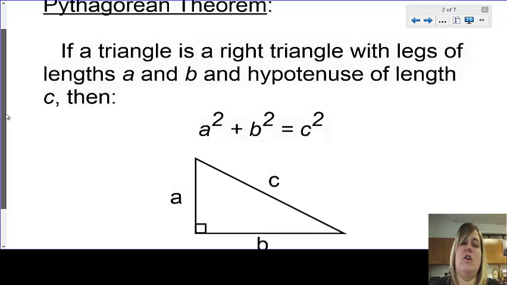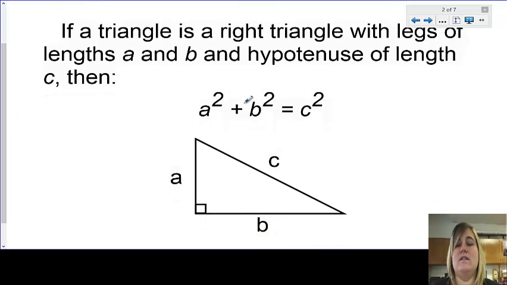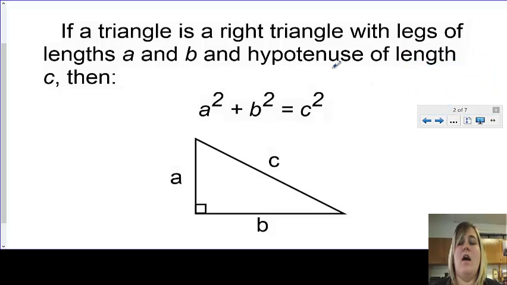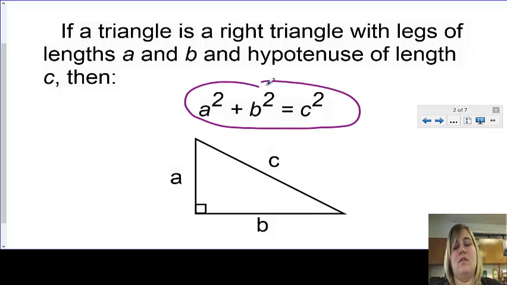This first slide says, if a triangle is a right triangle with legs of length a and b and a hypotenuse of length c, then a squared plus b squared equals c squared. This is the Pythagorean theorem.